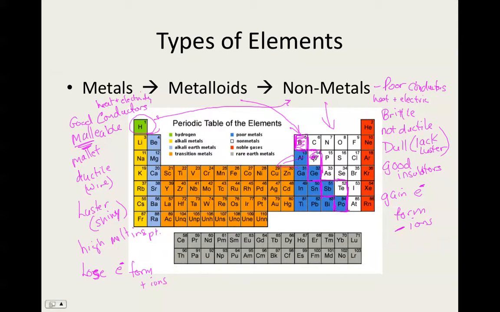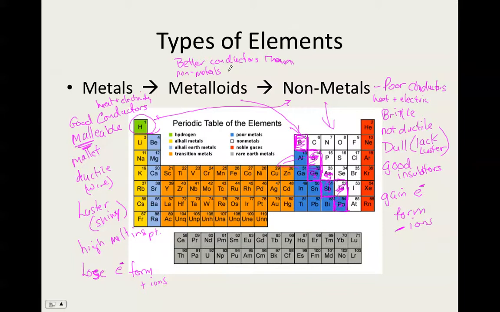All right? Now, metalloids are right in the middle. So guess what? These metalloids have traits of both metals and nonmetals, depending on which metalloid you're talking about. All right, so metalloids have traits of both. All right, metalloids are better conductors of heat and electricity than nonmetals, but not as good as metals. All right, so we call them in-betweeners. Okay. All right, so they're better conductors than nonmetals, but not as good as metals.